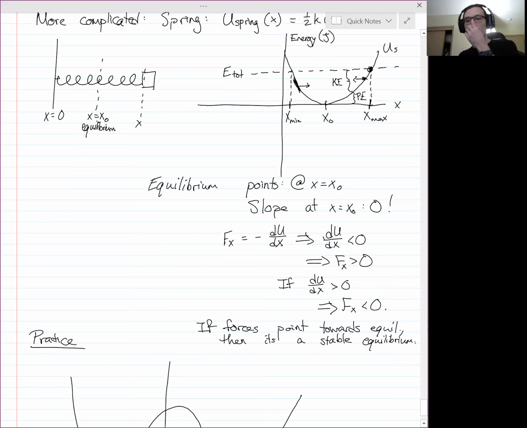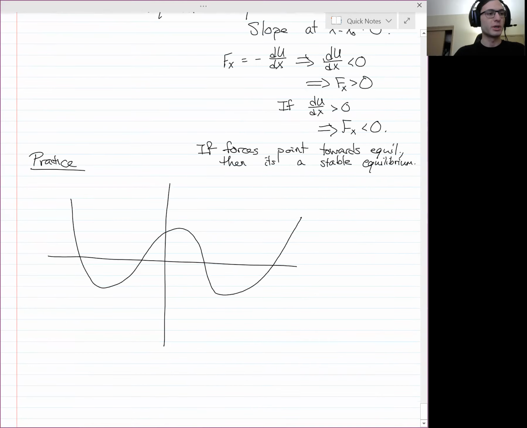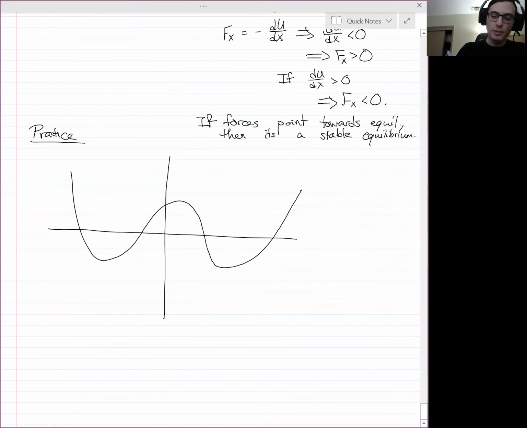If they point away from the equilibrium, then it's unstable. And if one side points towards and one side points away, then it's a critical equilibrium. So let's just do this example really, really fast, lightning speed. So we have an equilibrium here because the slope is 0, and we have an equilibrium here because the slope is 0. So let's look at the slopes on either side of these equilibria.